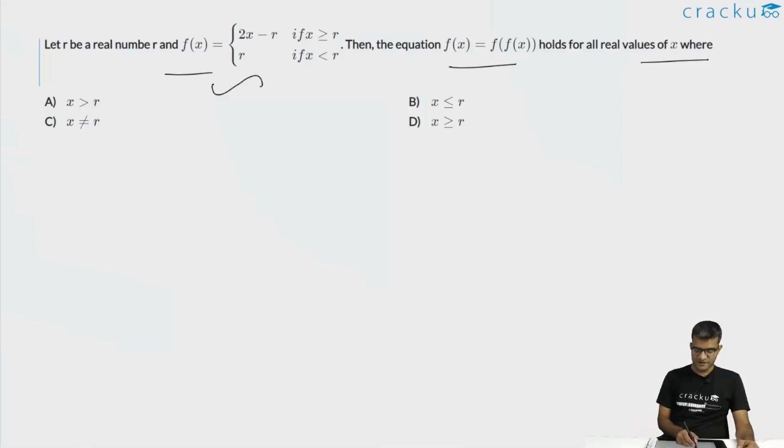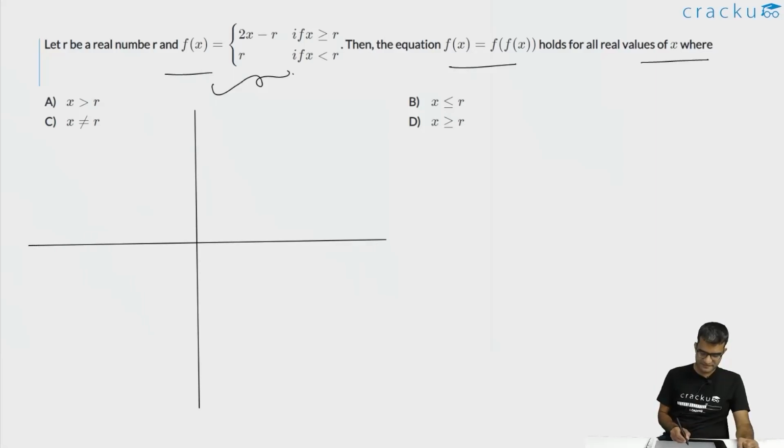If you are first trying to figure out what f of x looks like, the simplest way to get an intuitive understanding is by drawing a graph. This is the y-axis and this is the x-axis.